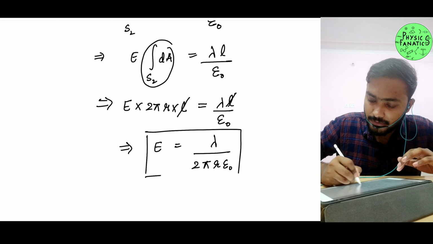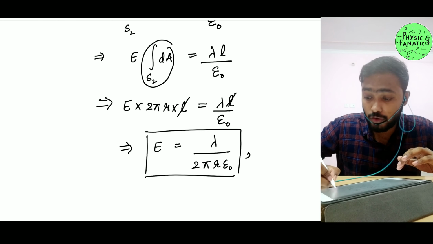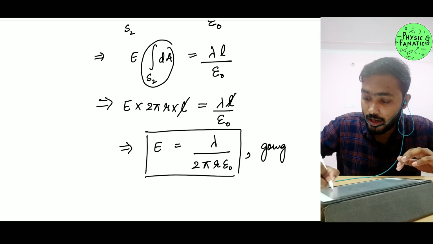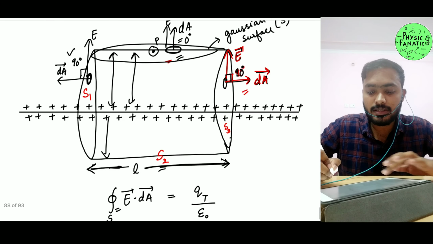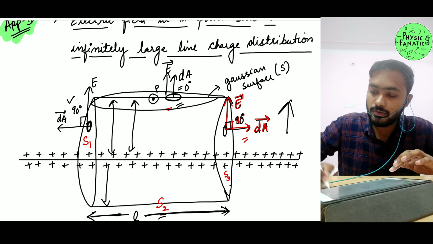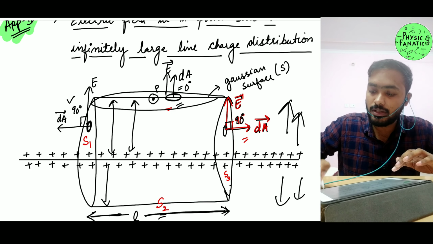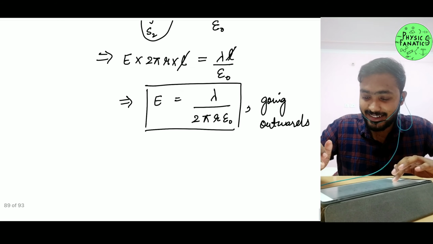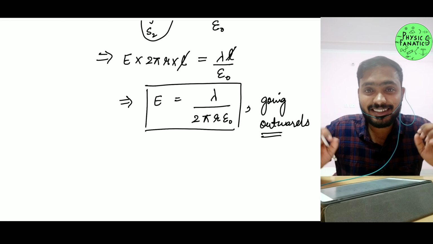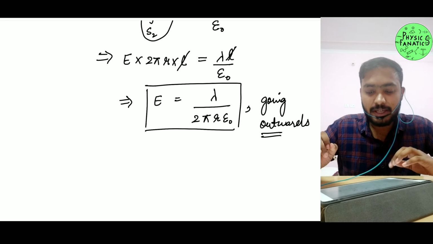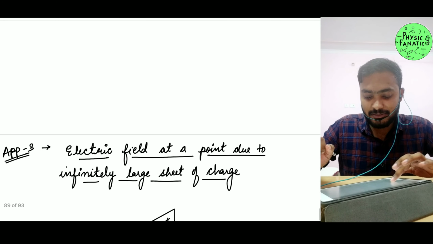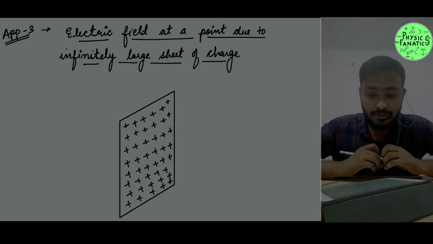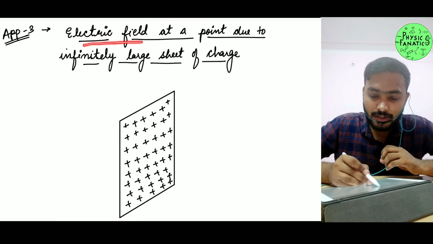This is the electric field, and obviously the electric field is going outward. You guys can see the electric field is going outward. So the direction is outward, right? I hope you guys can understand that. Is that understandable to everyone? Great. So if that is understandable, let's move to the third part of the application.